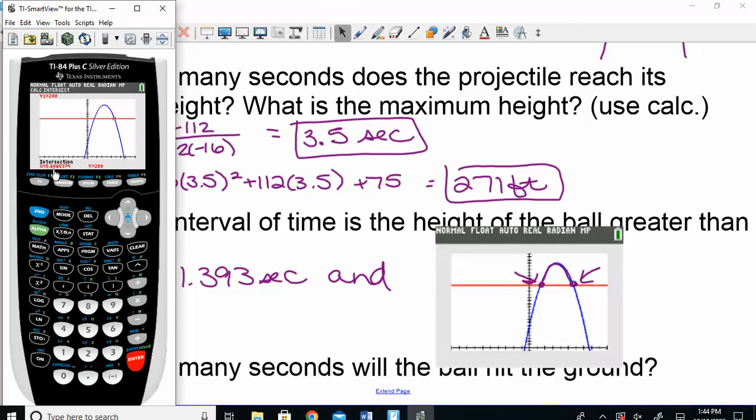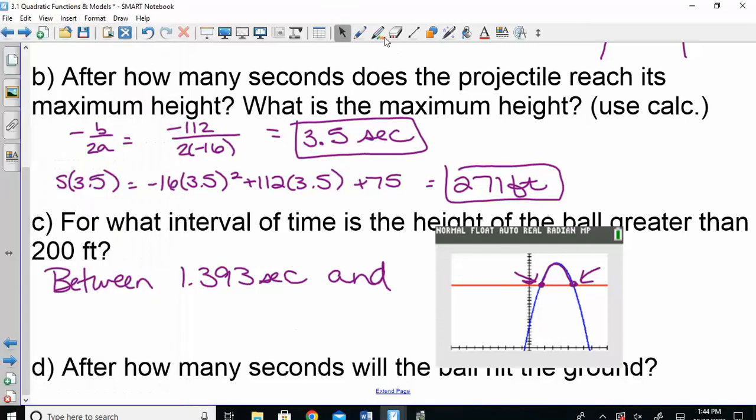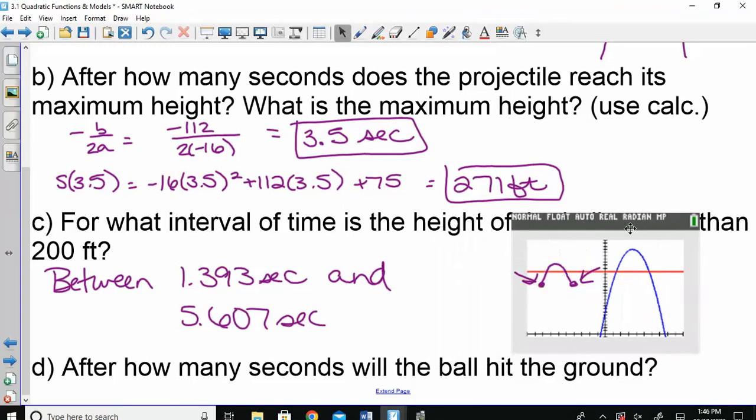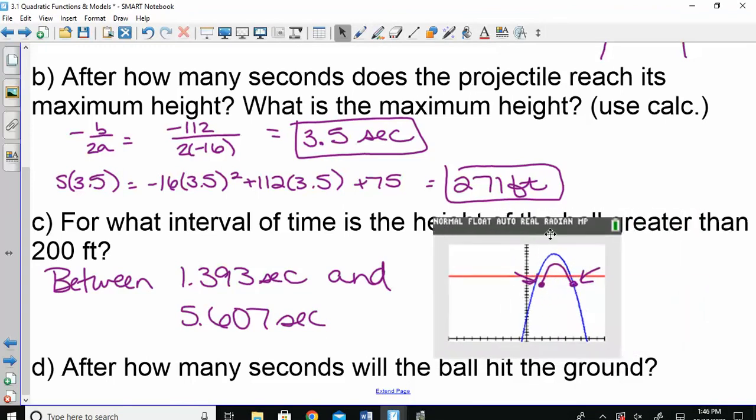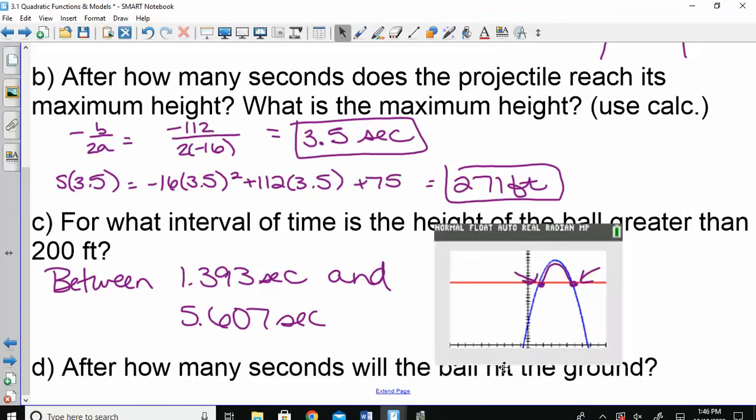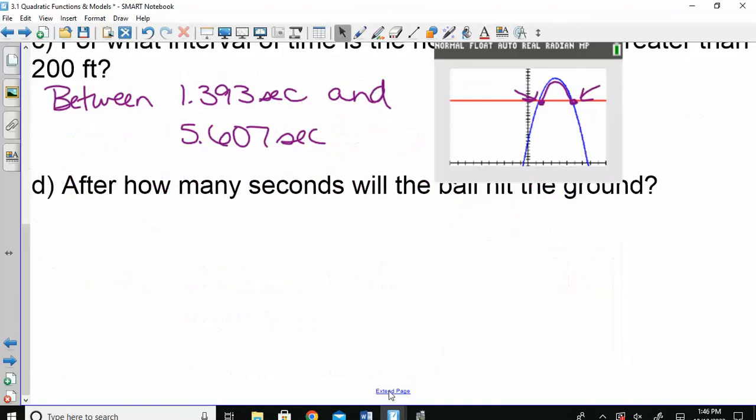So it tells me that intersection is 5.607 seconds if you round accordingly. This next question says, when will the ball hit the ground? So if it hits the ground, what does that mean about your height? It's 0. So there are different ways we could do this.